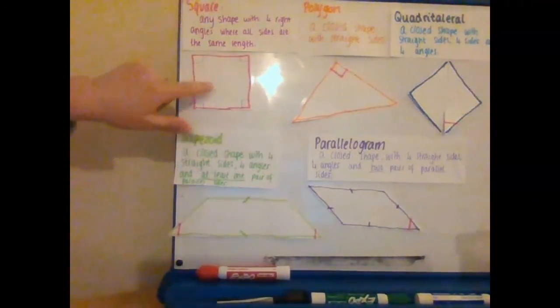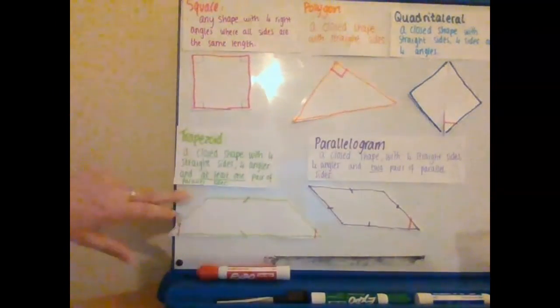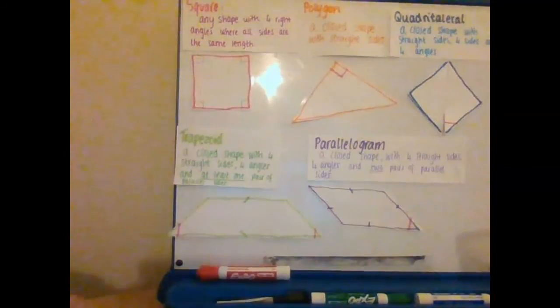So we've built a square, a polygon, we created a quadrilateral from 2 triangles, we have a trapezoid, and we have a parallelogram. Okay, that is us for today's lesson.